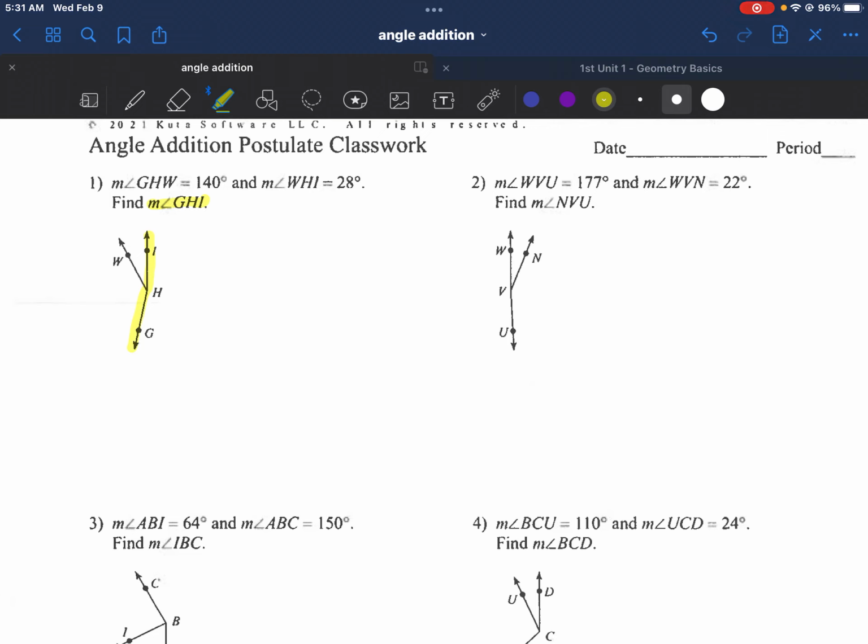Okay, GHI. I don't see an angle measurement. So if I don't see an angle measurement, that means I need to find it. So if I need to find the biggest angle, I need to add my two smaller angles, which is like if you need to bake a cake, you're going to need to add that butter, the milk, and the eggs. Because what cake does not have eggs and what cake does not have milk?